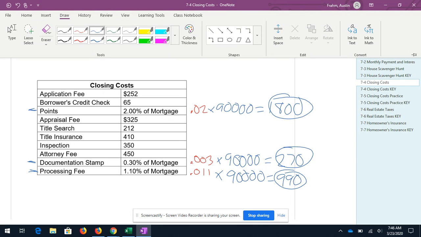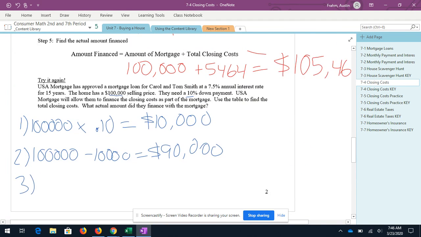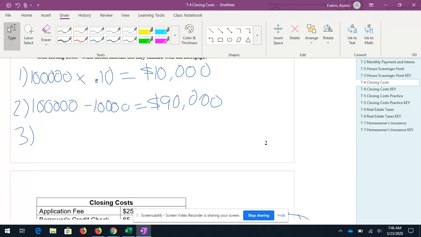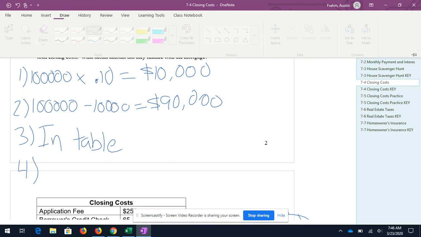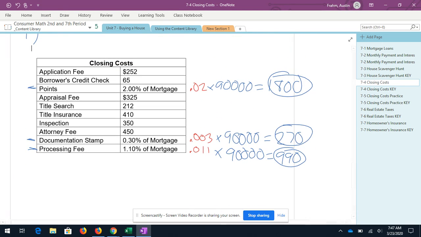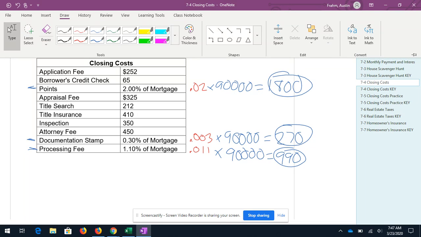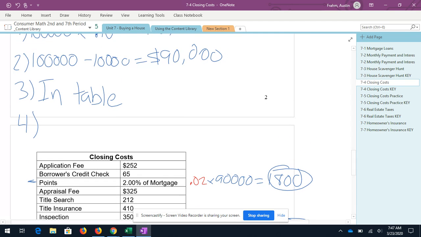Okay, so if we go back up, I'll just say for step three that they are in the table. Okay, step four is where we find the sum of the closing costs, so I need to go back down. And we got to add up all these numbers, starting with 252, working our way all the way down to the 990 for the processing fee. And when we do that, you should find a total of $5,124.